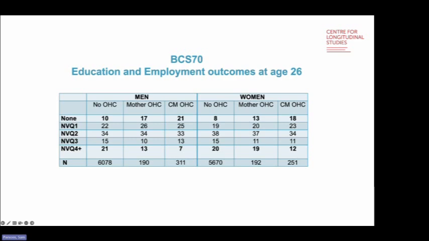However, we also see evidence of disadvantage amongst those with a mother with out-of-home care experience, particularly among men. On a more positive note, it's good to note that a similar percentage of women whose mothers have been in care went on to gain a degree or equivalent by age 26 as women whose mothers have not been in care. And we see here it's 20% compared to 19%.